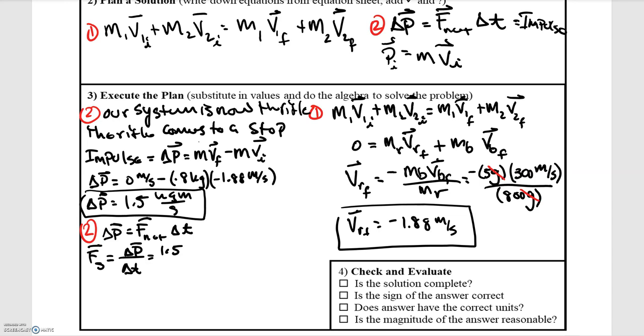We know the impulse from before, kilogram meters per second. We need to convert milliseconds into seconds. All that is just 0.003 seconds. And we find a force of the shoulder to be 500 newtons, and positive to the right as we expect.